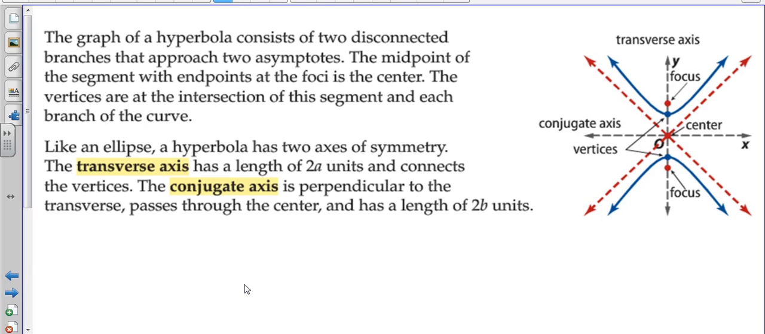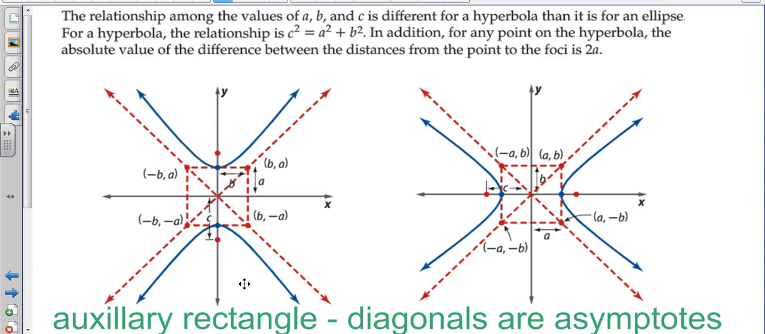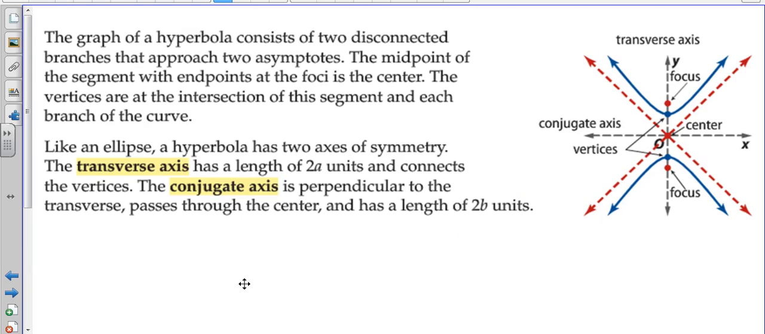So what we need to know is that it's two U-shaped thingies, okay? And we're going to basically think about it as though we're drawing an ellipse. And then instead of drawing the ellipse, we're actually going to draw what's called an auxiliary rectangle. And then we're going to draw the diagonals of that rectangle. Here's the rectangles. And once we've done all that, then we're going to put the U's in between those asymptotes.